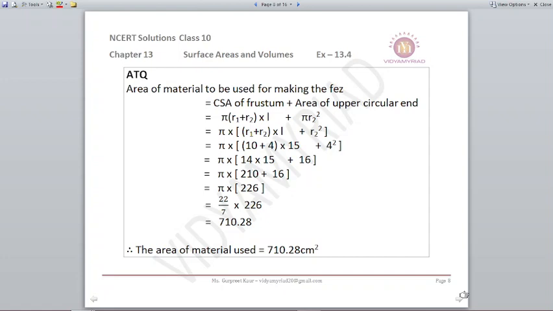So pi into (r1 plus r2), what is r1? 10. r2 is 4, L is 15, and r2 is given to us as 4. So using this and taking pi as 22 by 7 into 226, we get the area of the material used as 710.28 centimeters square.